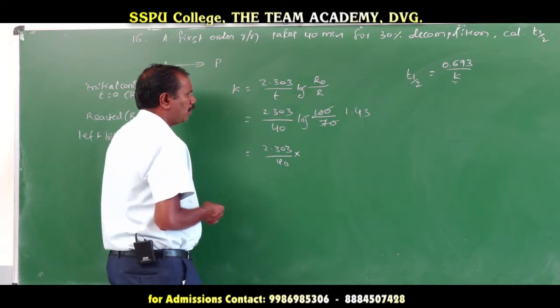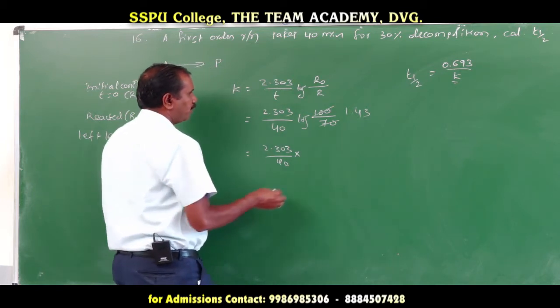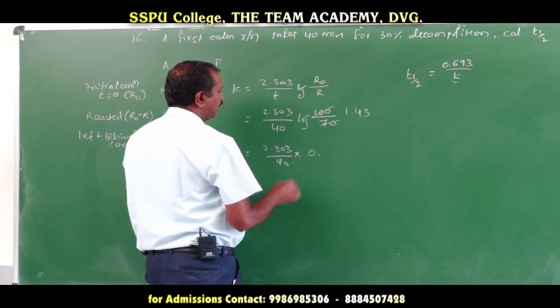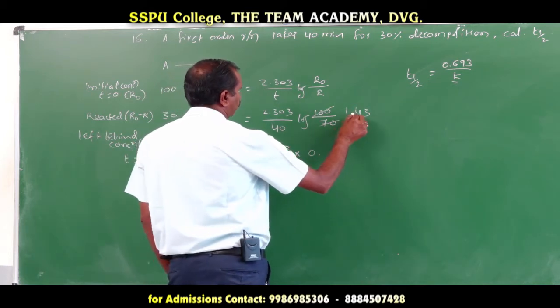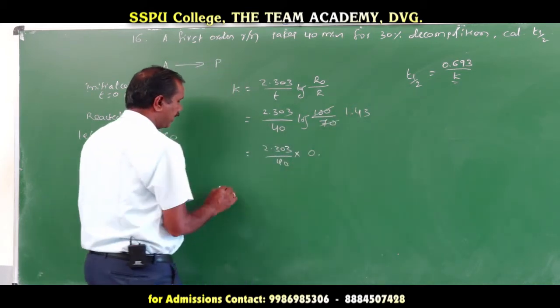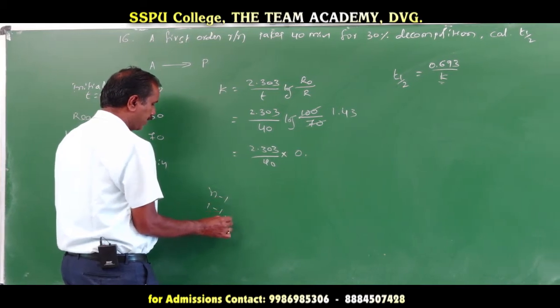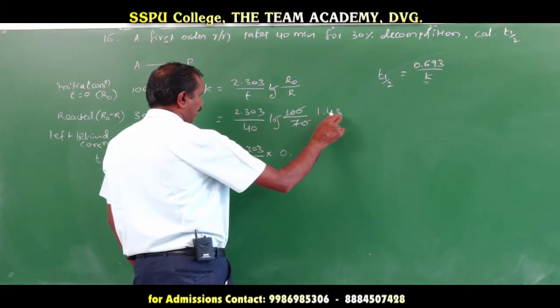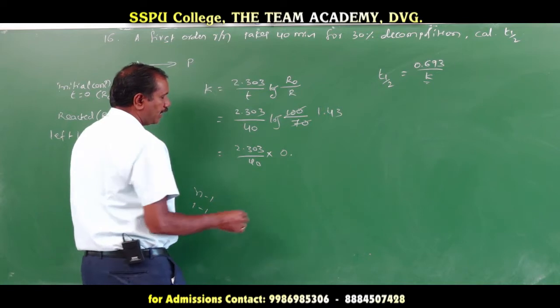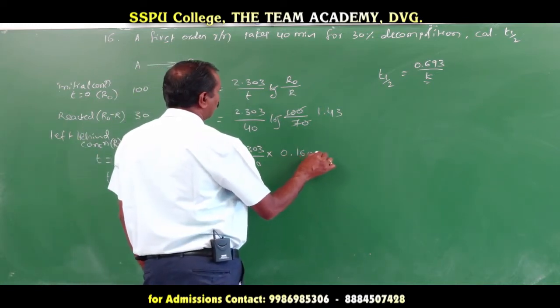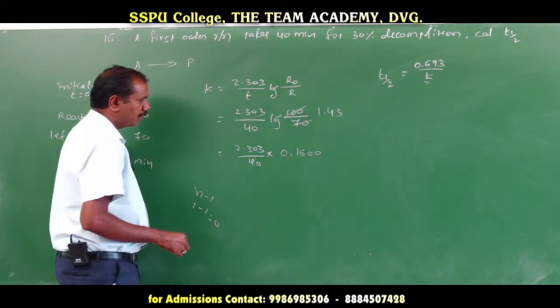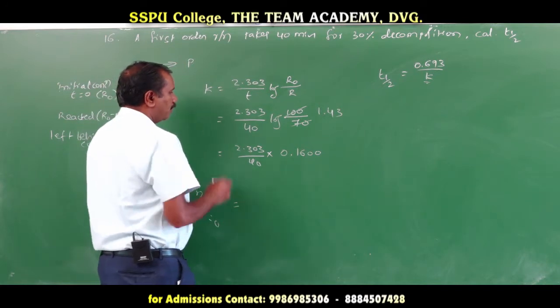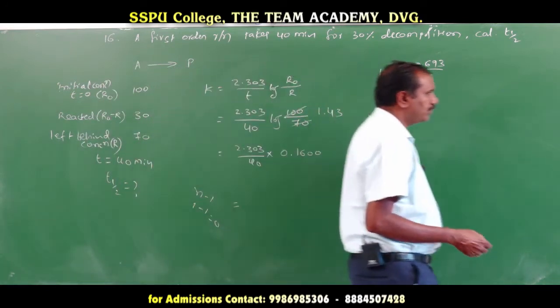So for the 1.43 log value, the characteristic is 0. Why? Before the decimal point there is only one digit, n minus 1 rule, 1 minus 1 is 0. So it should be 0.1 under 43, nearly that value is 0.16.